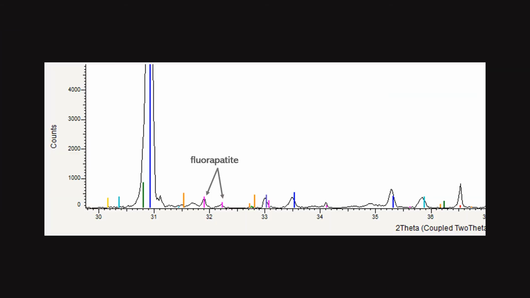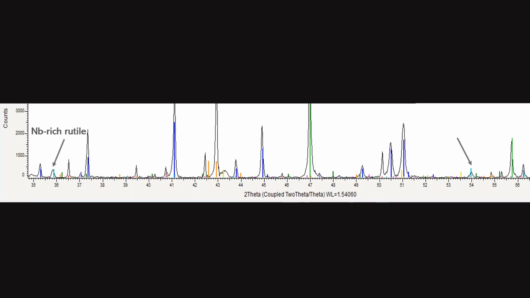I also tried to get some higher resolution data by running scans for a smaller 2 theta range at a longer step time with a smaller step size. This helped a lot with pulling out those minor phases like the fluorapatite peaks, which you'll see here in that kind of hot pink. There are 2 peaks right around 32 2 theta. It also helped with finding the rare element minerals like the niobium-rich rutile, which here is represented in that kind of teal blue color.